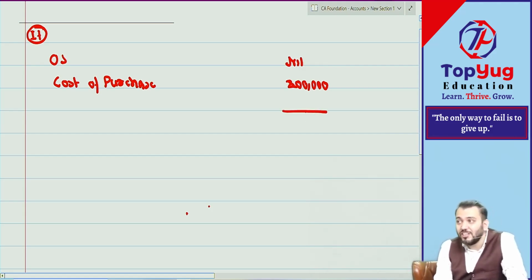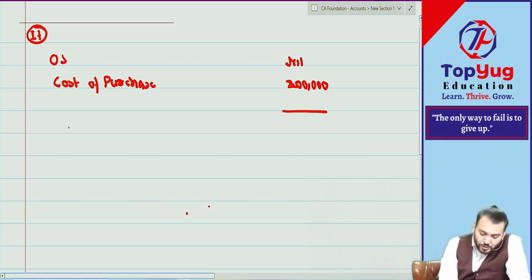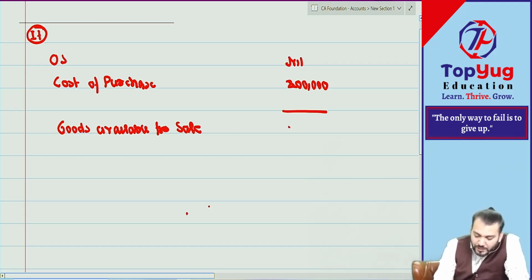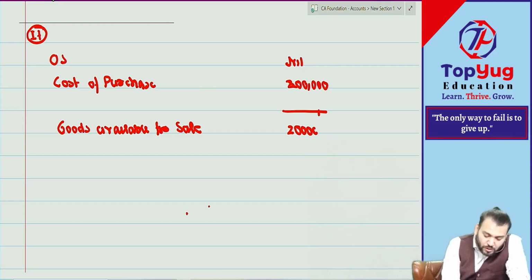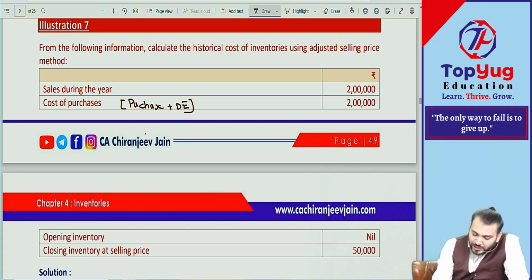But this is not cost of goods sold. Why? Because till now what is not deducted? Closing stock. So can I say these are goods available for sale? So what is the total goods available for sale? During the year some goods have been sold at 2 lakh. And some goods have not been sold, but whose selling price is 50,000.